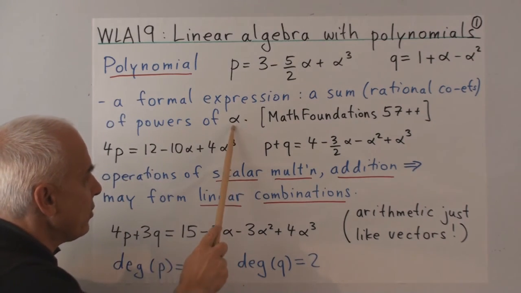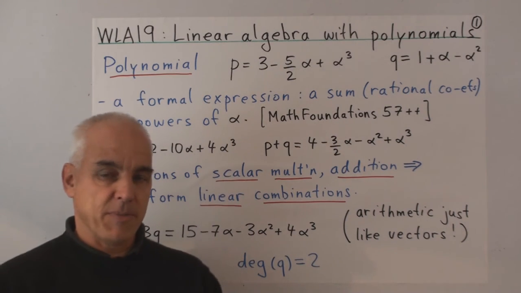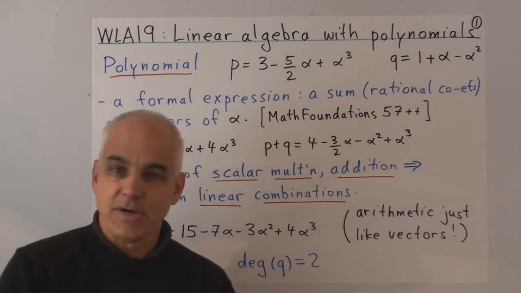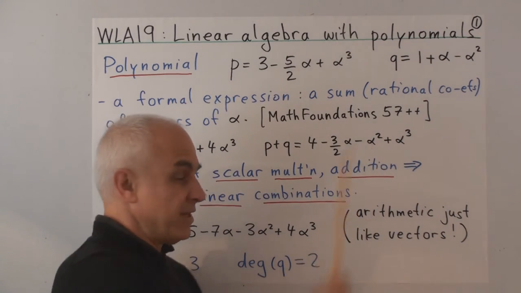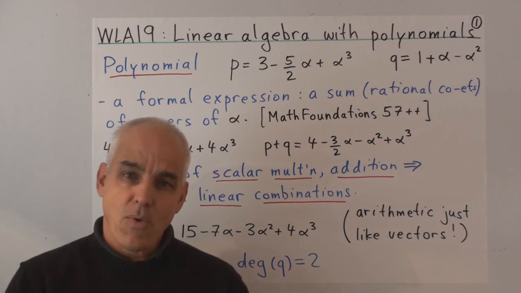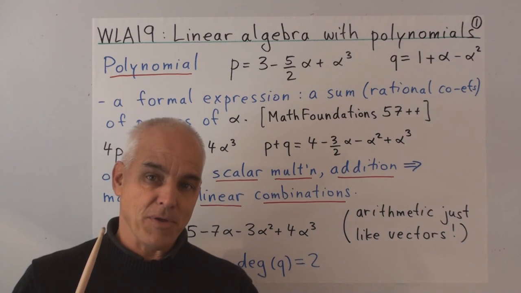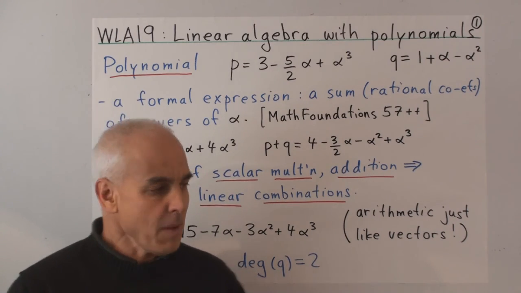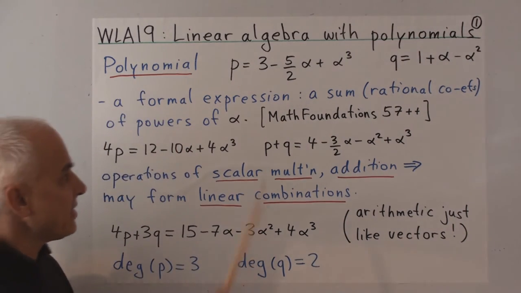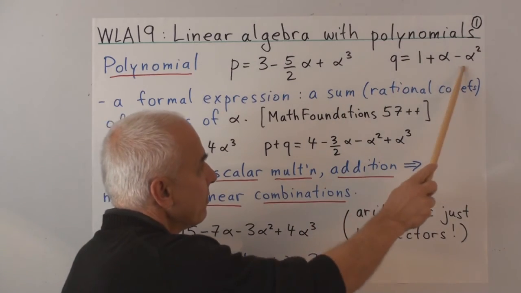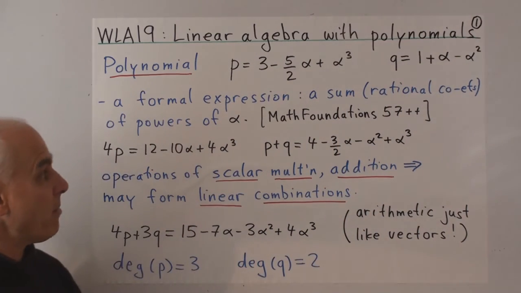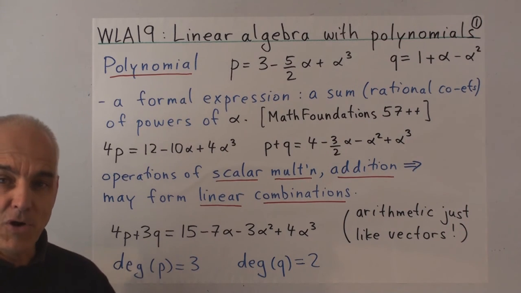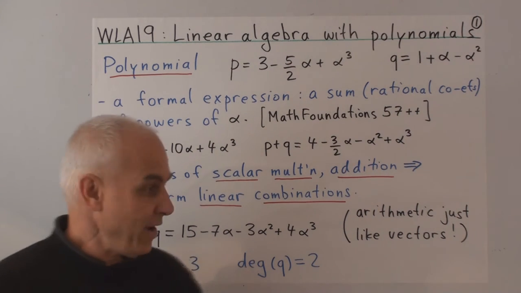Now there's a reason why I use alpha and not x or y or something else. And that's explained in my Math Foundations series, Math Foundations videos 57 and the ones following, where I relate the polynomial theory with more fundamental objects called polynumbers. But we're not going to need that, so I think it's enough for us just to accept that that's what a polynomial is. And we can do arithmetic with these polynomials in what I hope is a familiar way.